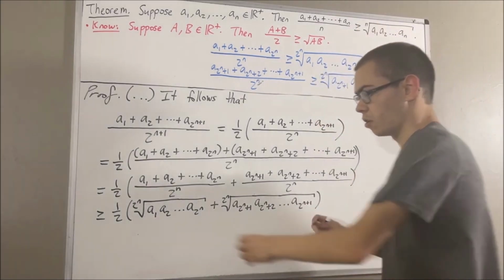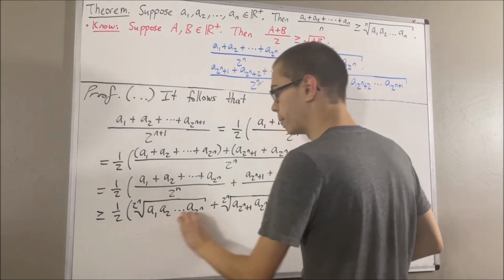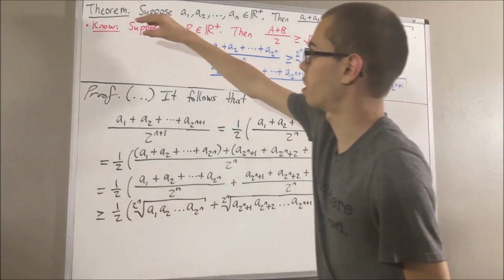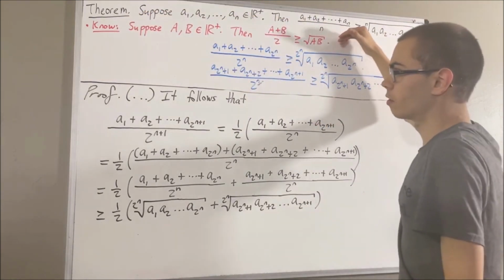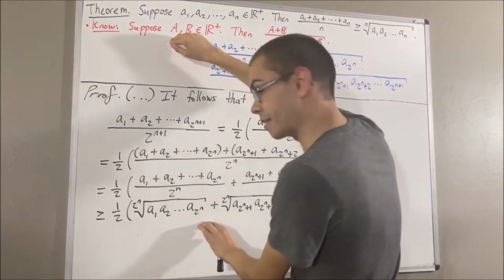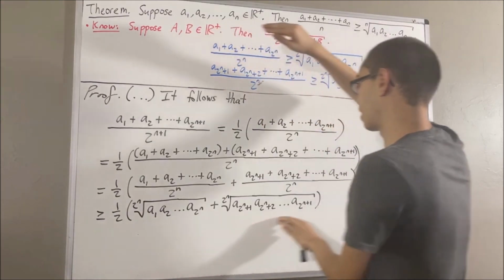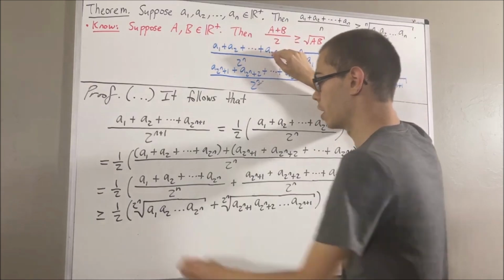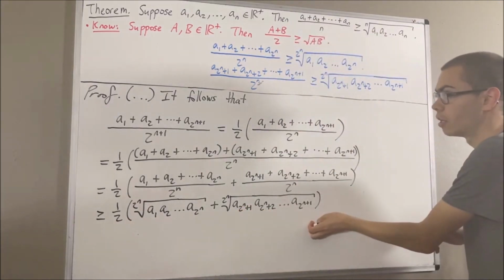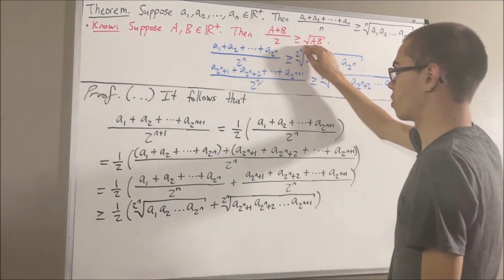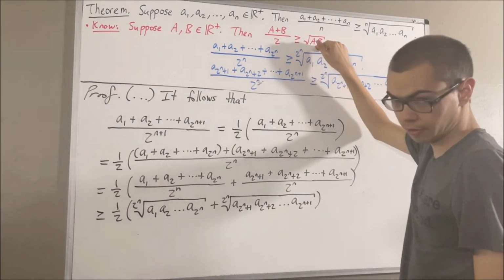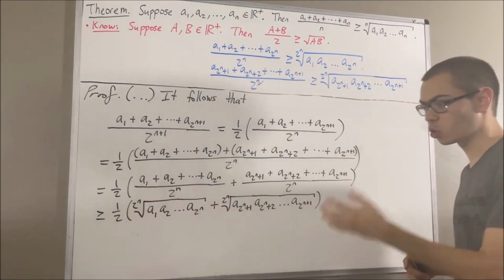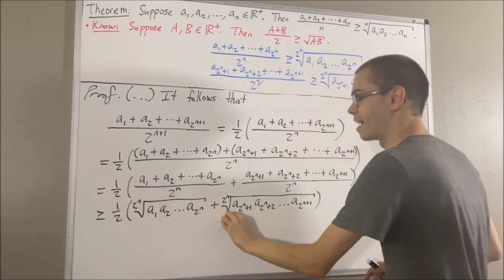But now notice, we have something of the form capital A plus capital B over 2. So we can apply this fact. If we take capital A to be this guy and capital B to be this guy, well, we have that capital A plus capital B over 2 is precisely what we have here. And it must be greater than or equal to the square root of capital A times capital B. And so this entire thing must be greater than or equal to the square root of this times this.